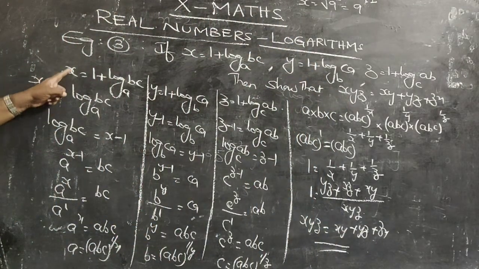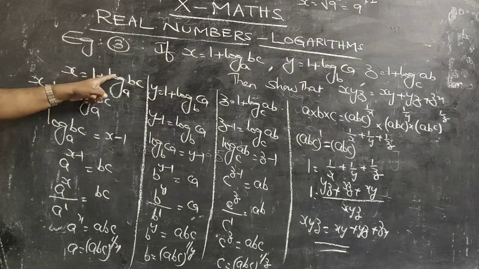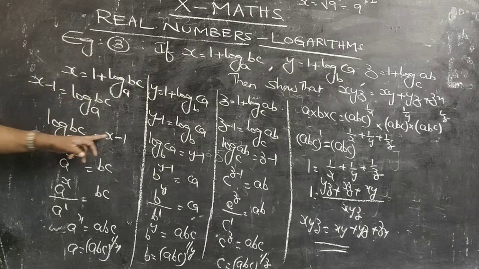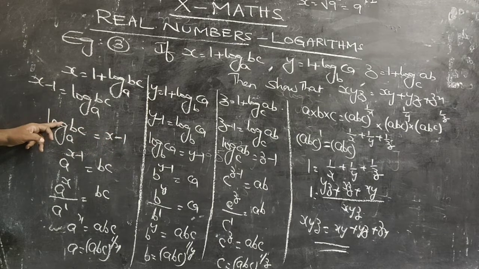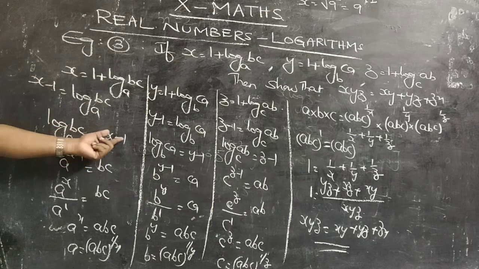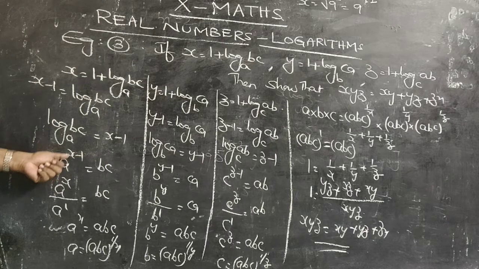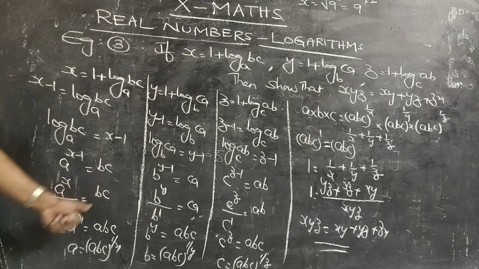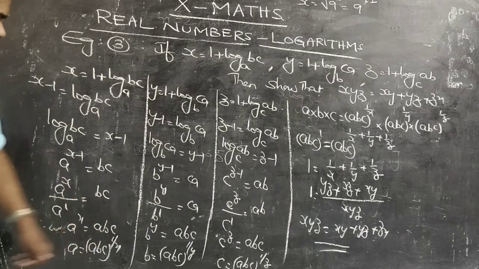So first you take the condition x is equal to 1 plus log bc base a. Send 1 this side, x minus 1 is equal to log bc base a. So log bc base a is x minus 1. Whenever you remove logarithm, bc comes here, x minus 1 goes there. A to the power x minus 1 is bc. A to the power m minus n can be written as a to the power m by a to the power n, that is bc. Cross multiply, a to the power x is equal to abc.